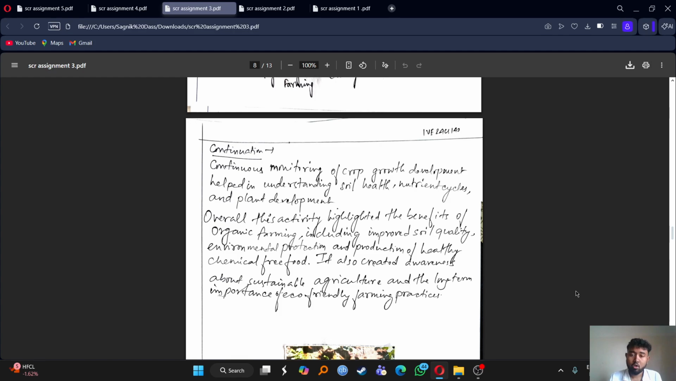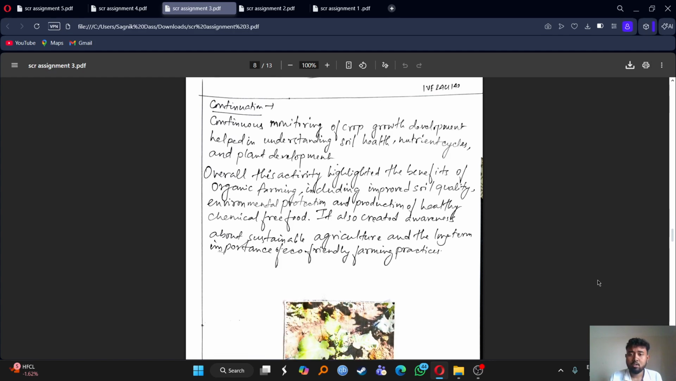Okay, continuous monitoring of the crop growth. On a daily basis we checked the crop growth and development, which helped in understanding soil health, nutrient cycles, and plant development.